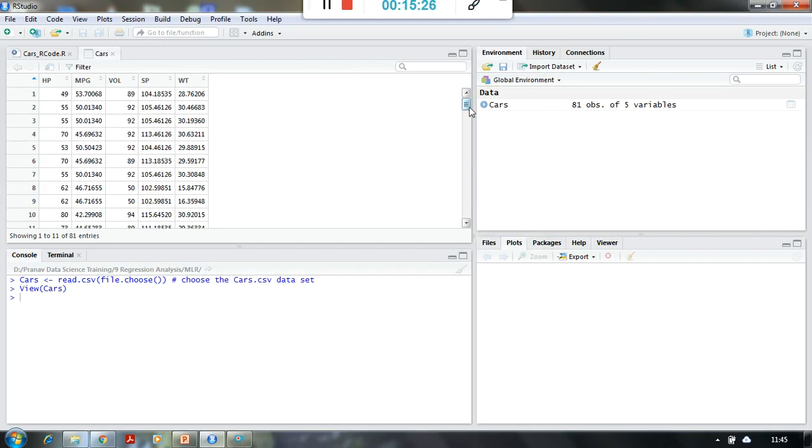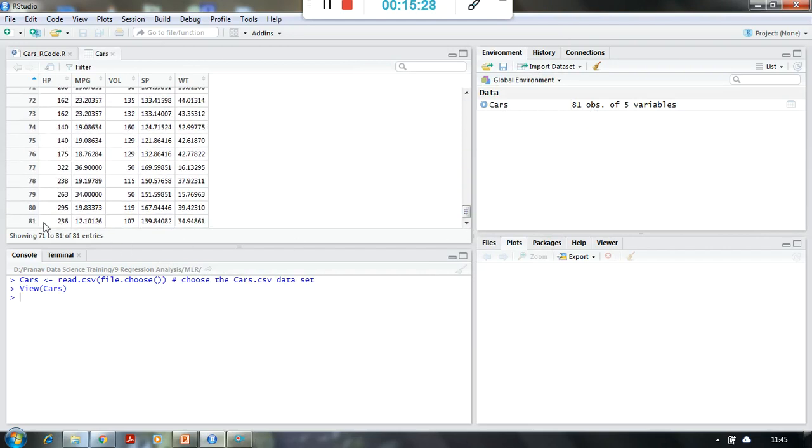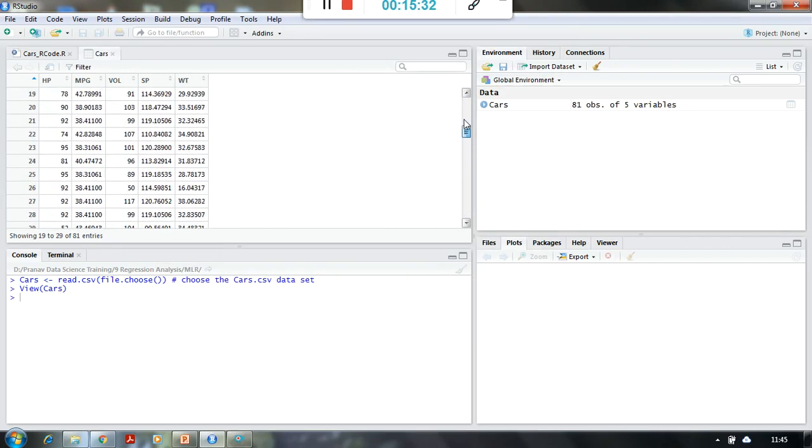So there are 81 records, and if you look at all the values, these are all continuous values, because horsepower is continuous, you can express it in decimals. MPG is continuous, of course, you can express it in decimals, and the data is also given in decimals. Volume can obviously be expressed in decimals because it is cubic feet space, right? Then SP, that is top speed, can be expressed in decimals, and weight can also be expressed in decimals.